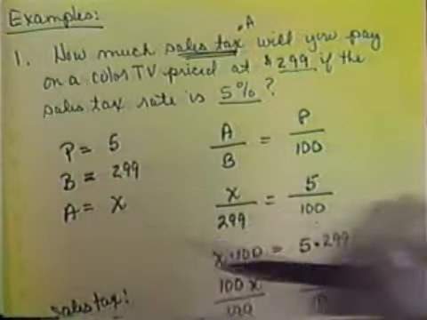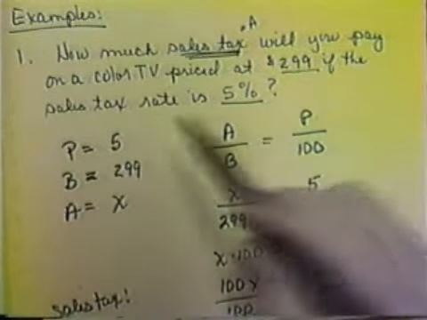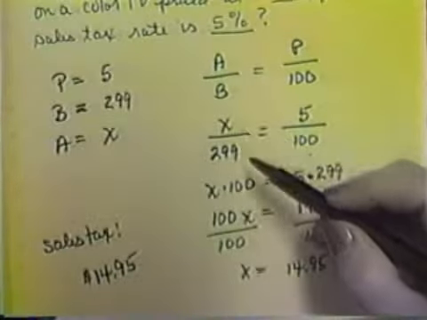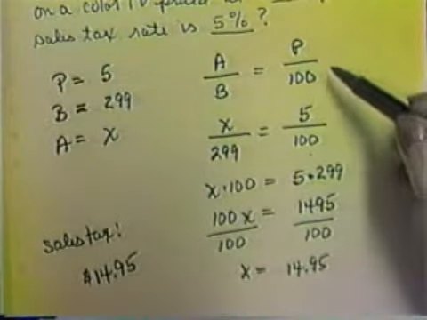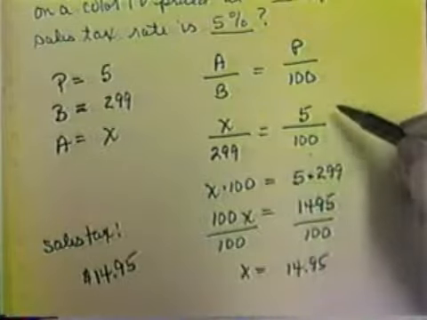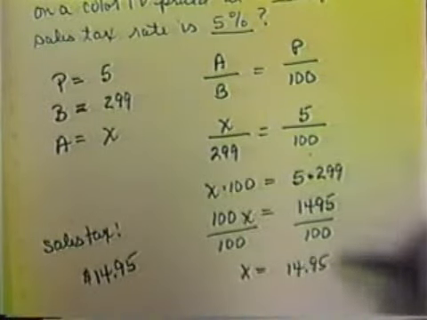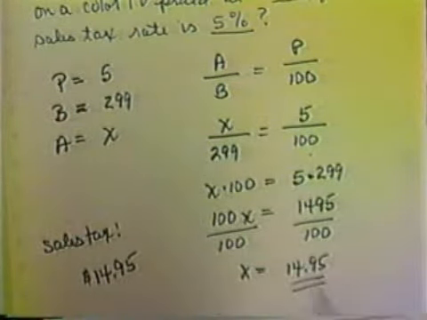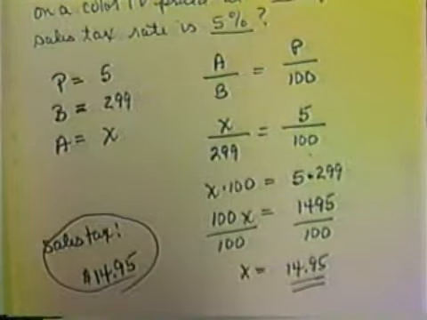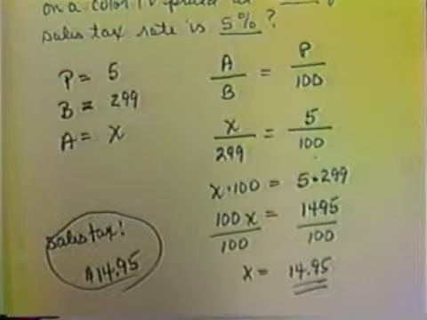So x is going to be what we're looking for. It's the amount of tax. Remember, the amount of tax is our amount. Set it up in our proportion using the percent proportion formula, and we get the amount over the base is equal to the percent over 100, and then we solve the proportion and come up with $14.95 as our answer. So our sales tax was $14.95. If you still have questions, you can go get a lab instructor or tutor to help you with these.